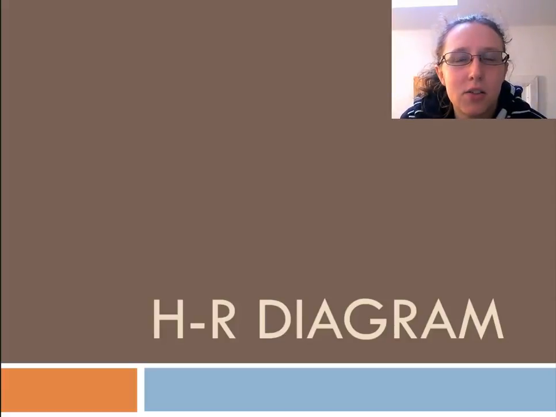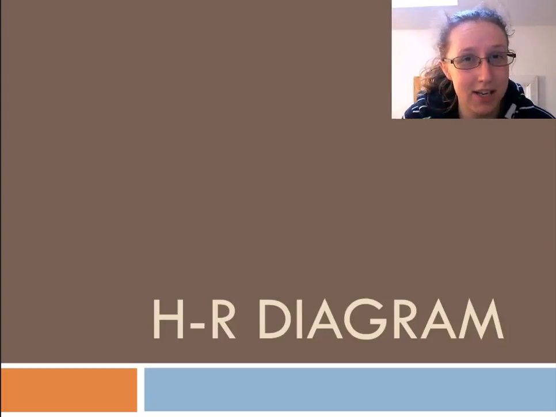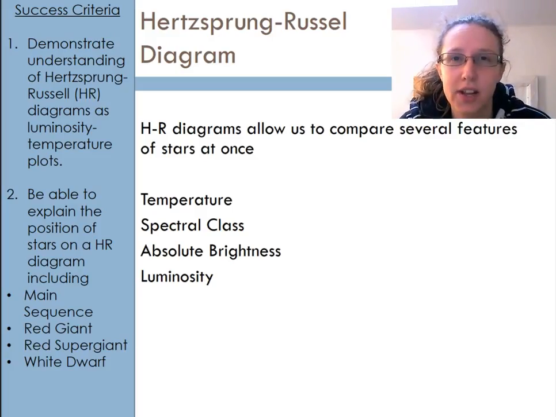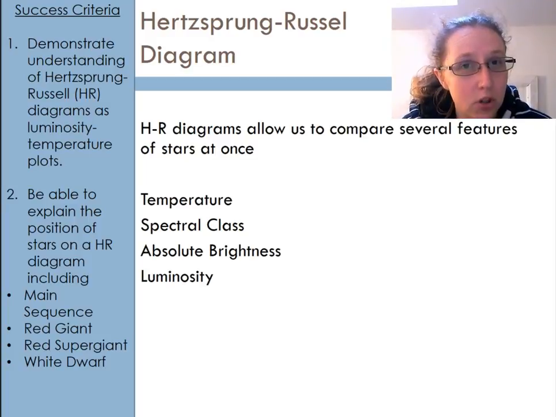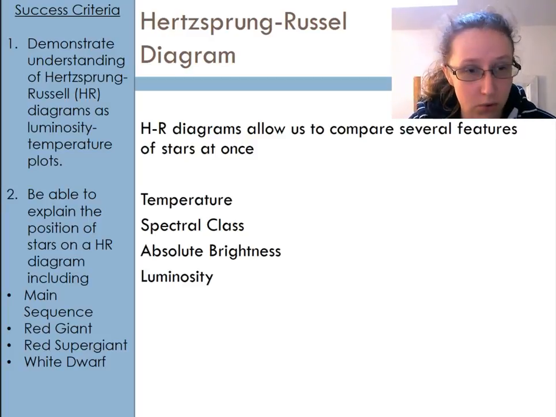The next thing that we are going to talk about are HR diagrams, or Hertzsprung-Russell diagrams. Hertzsprung-Russell diagrams are really useful things in astronomy because they let us compare several features of stars at once.